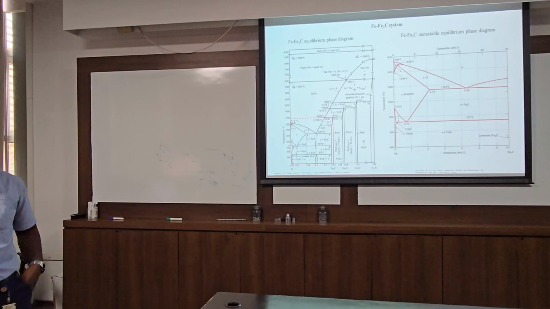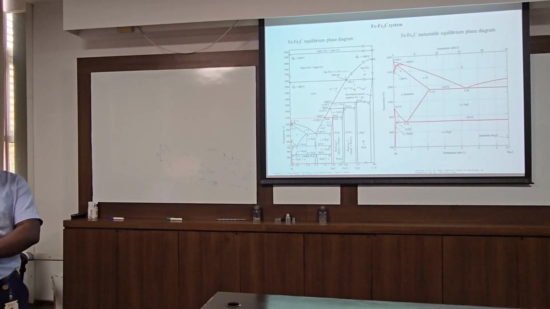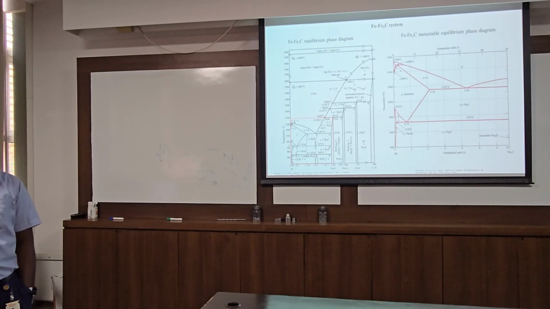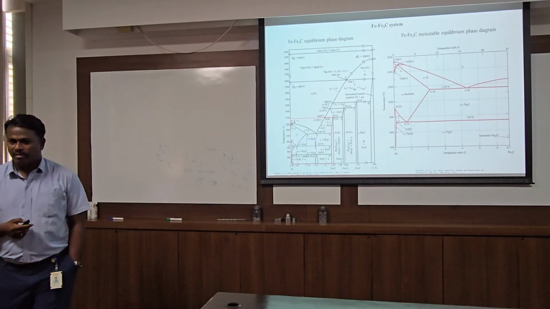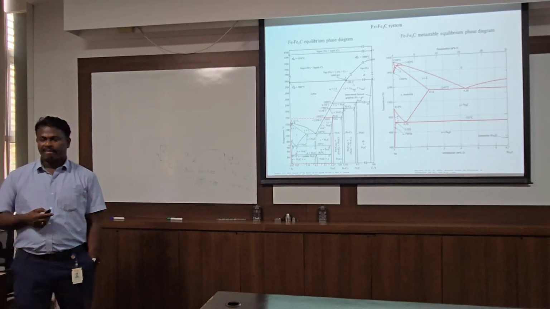But what is the major difference in terms of mechanical properties of iron and steel? Iron is a little soft, meaning it has very low mechanical properties. But if you add even 0.2% of carbon, it will drastically increase the mechanical properties. Very interesting.